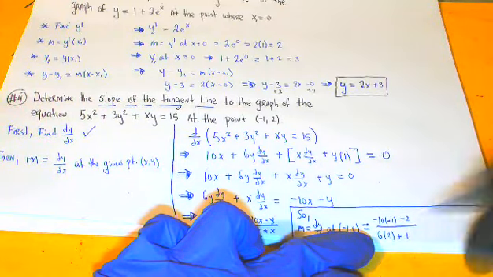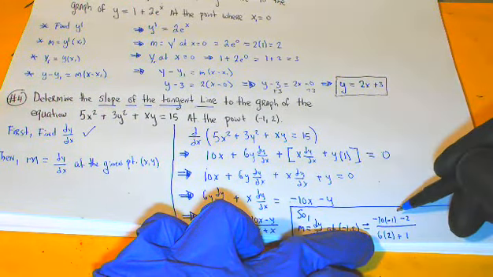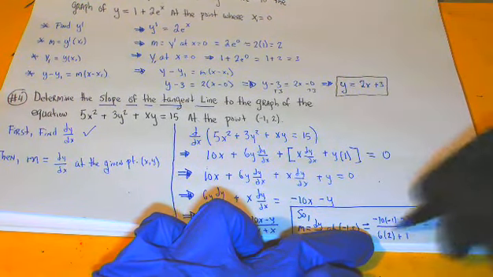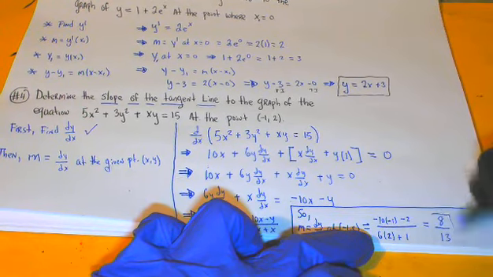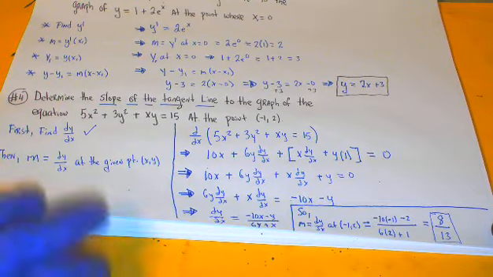And now I'm just going to simplify this. -10 times -1 is 10. 10 minus 2 is 8, over 6 times 2 plus 1, that's 12 plus 1, which is 13. So that would be the slope of my tangent line, 8 over 13. And that completes problem number 4.